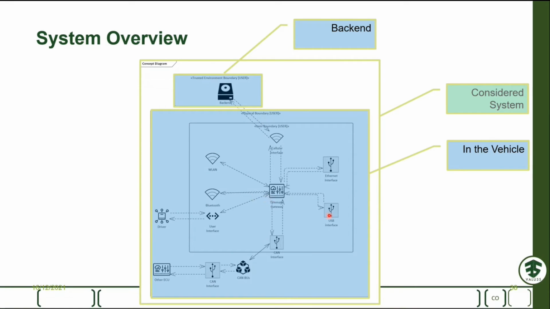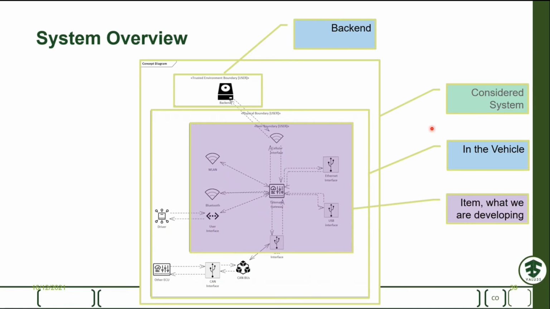But we have to be aware of what we are really developing and what we have to consider in the analysis. So we have our thing, what we're developing. We have the components in the vehicle and in the backend, and we have this overall system, what we have to consider. And here we can do something. Here we can place security measures. For the rest, we can consider them in the analysis. We can check what security measures are already defined there, but we might not be able to modify them.